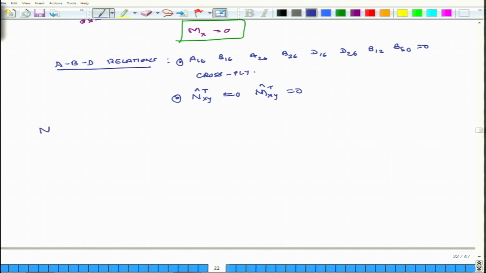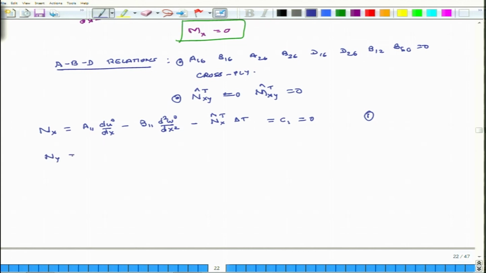Now we write an expression for nx. So, nx is equal to A11 du naught over dx minus B11 d2 w naught over dx square. These are the terms we have already developed in cases C and D, right. But now we will have an additional term related to temperature. So, that is minus nx hat times delta t, and this is equal to C1, and this is equal to 0, or actually let us call it 1.